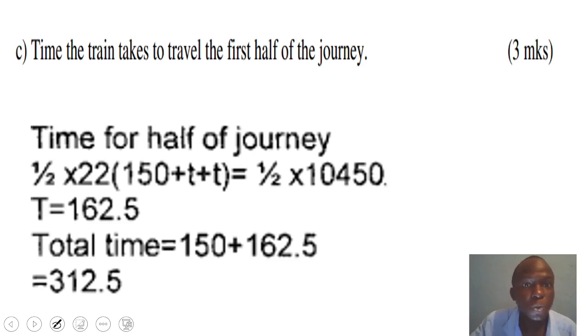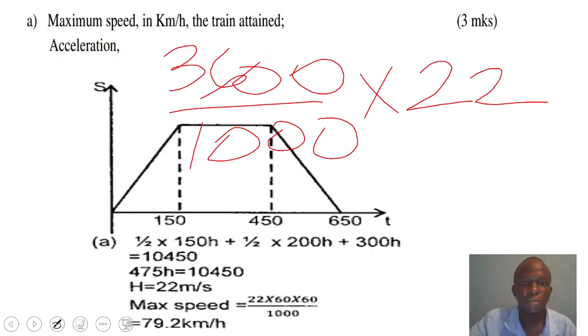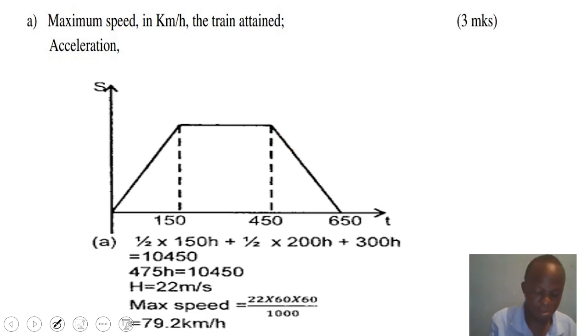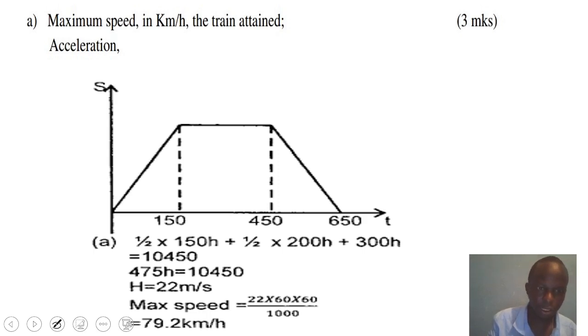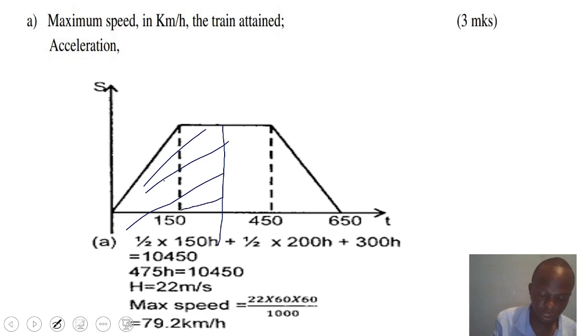On to the next particular part of this problem. Find the time the train takes to travel the first half of the journey. The first half of the journey. Let us go back to the diagram. Where is the half of the journey lying? We have to know where the half of the journey is lying. The half of the journey is lying here. The whole of that, let me shade that, is the half of the journey.